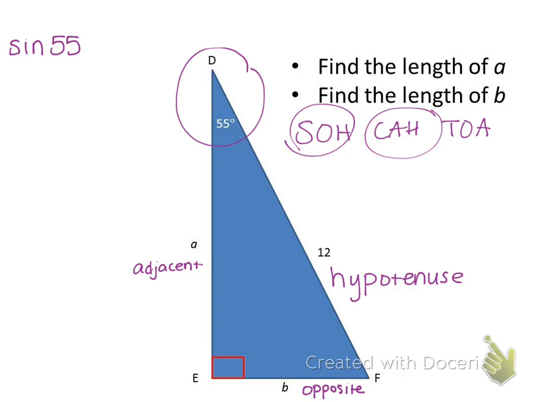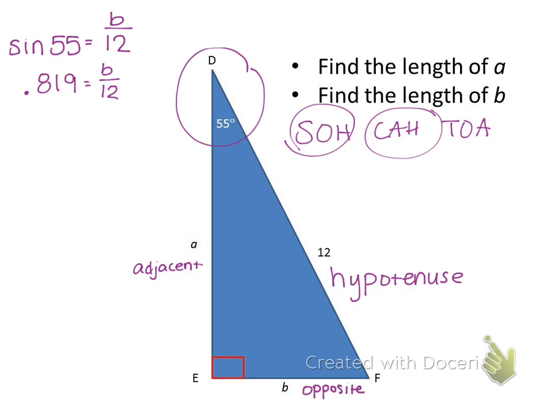Sine of 55 is equal to opposite, my opposite is B, over hypotenuse, which is 12. Somebody tell me, what did you get for the sine of 55? Round off to 3 decimal places. 0.819 is equal to B over 12. Now let me ask you this. Can I just switch B and 0.819? No, because the variable has to be in the denominator in order to do that.